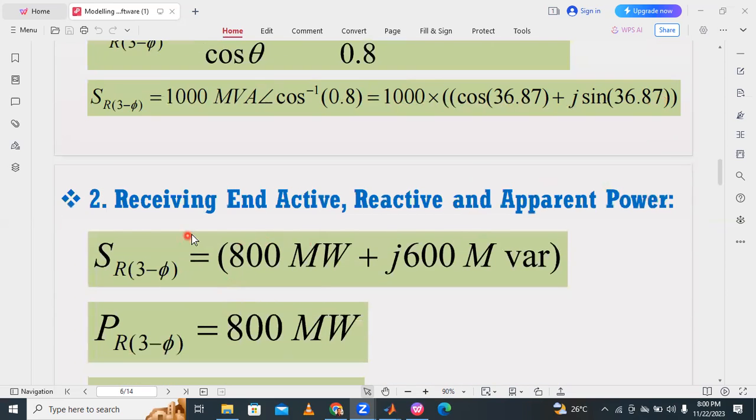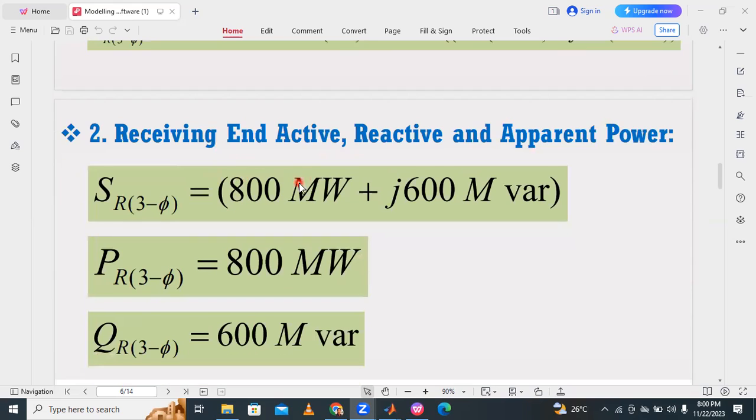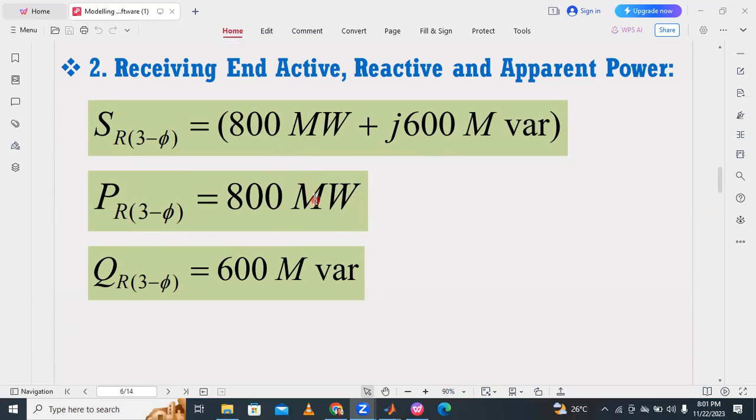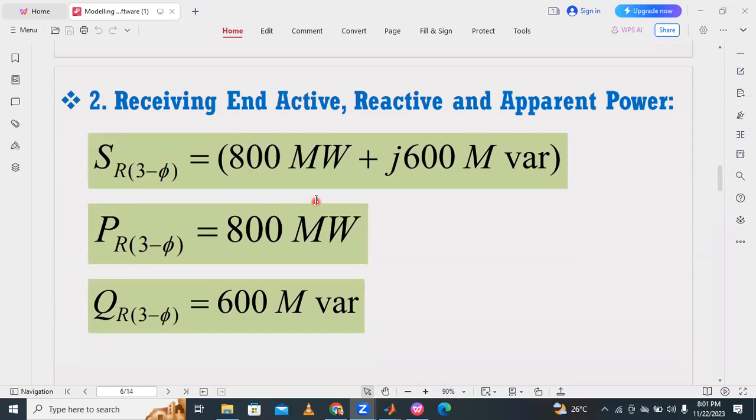And then we will get active and reactive power, receiving end, active and reactive power and apparent power in the form of like this. 800 megawatts is called PR, that is called receiving end side active power, and receiving end side reactive power, 600 megavolt ampere reactive, that is called QR. So PR is 800 megawatts and QR is 600 megavolt ampere reactive. This is called receiving end active, reactive and apparent powers.